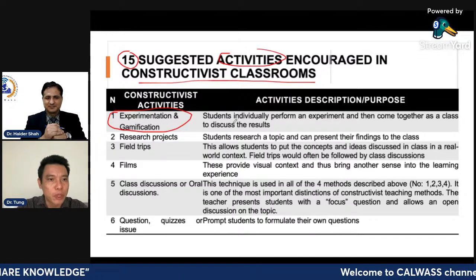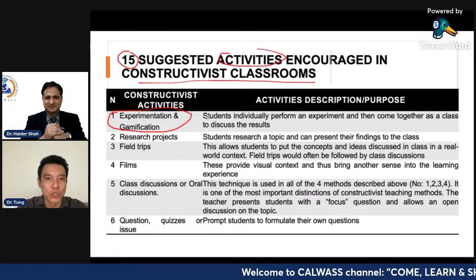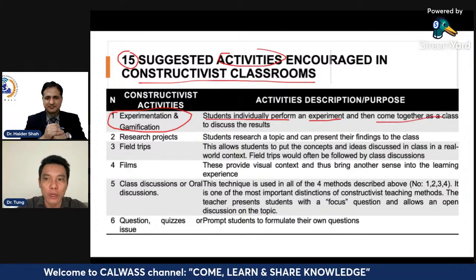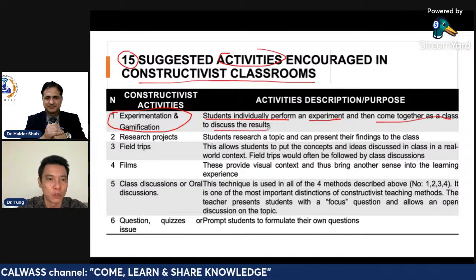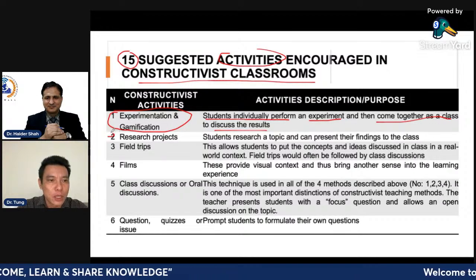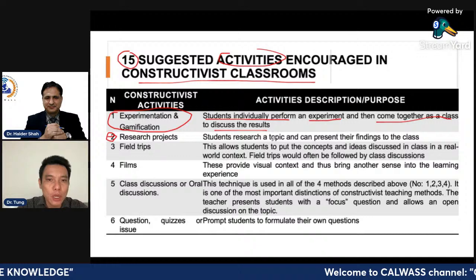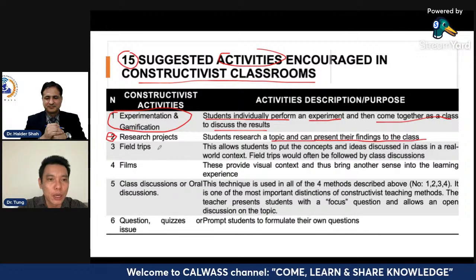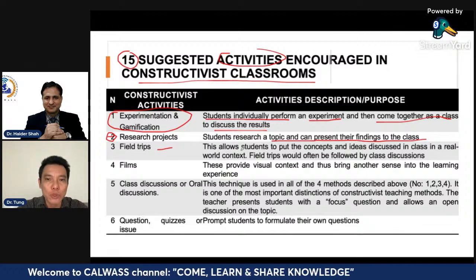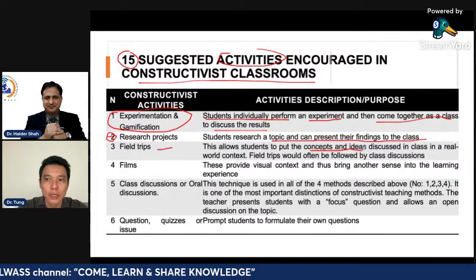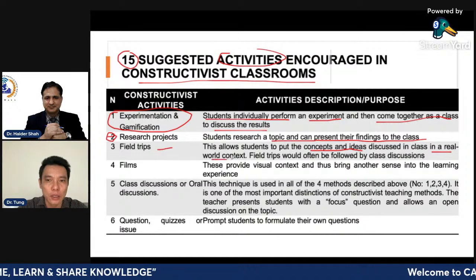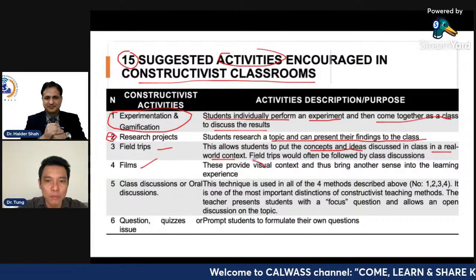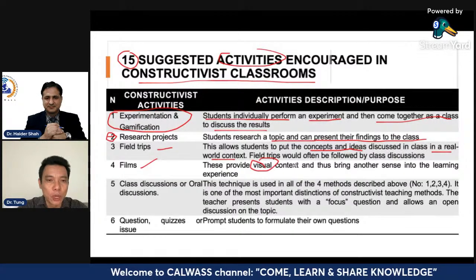Based on experimentation and gamification, students individually perform their experiments and then come together as a class to discuss the results. Number 2 is the project. Students research a topic and then present their findings to the class. Number 3, field trip. A field trip allows students to put their concepts and ideas in a real-world context. Number 4, film. It delivers visual context for the students to learn from experience.